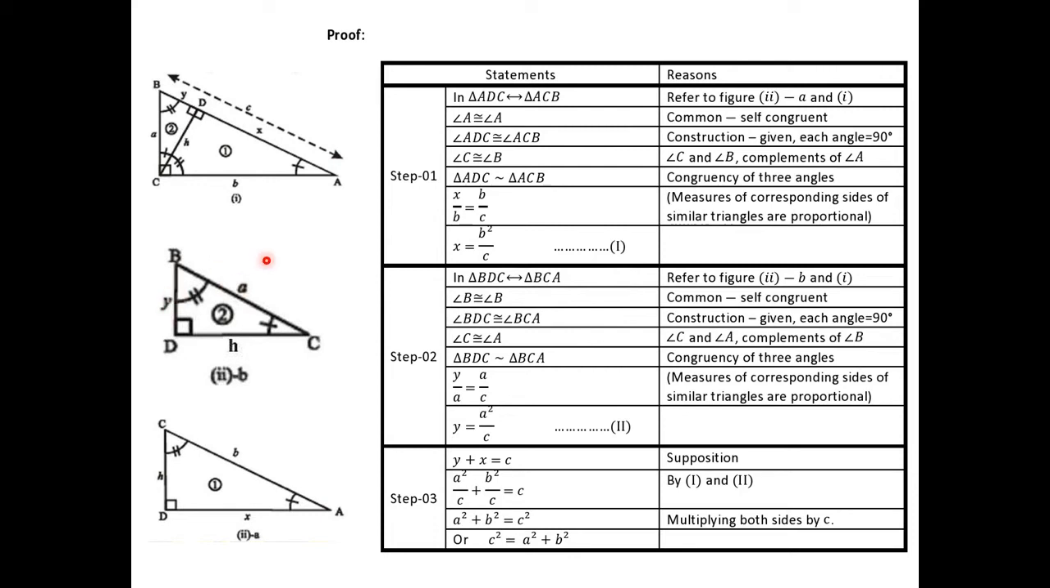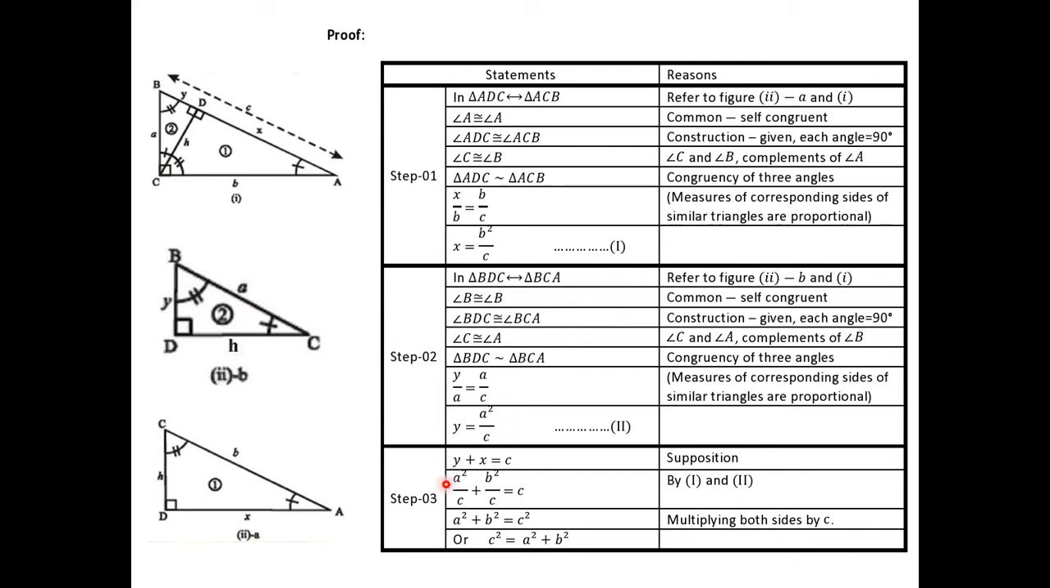Perpendicular is Y in this, hypotenuse is A, and over here perpendicular is A and hypotenuse is C. So what will be the relation? Y over A is equal to A over C, like this. And if we multiply A on both sides of the equality, we will have Y is equal to A square over C. This was step 2.